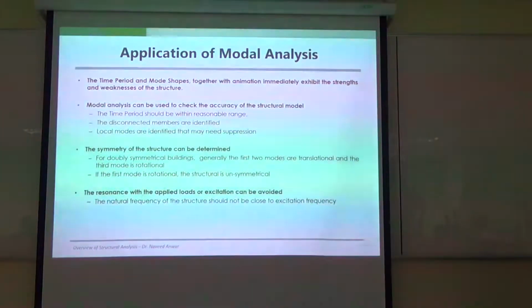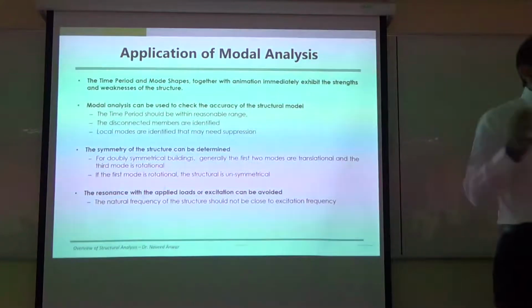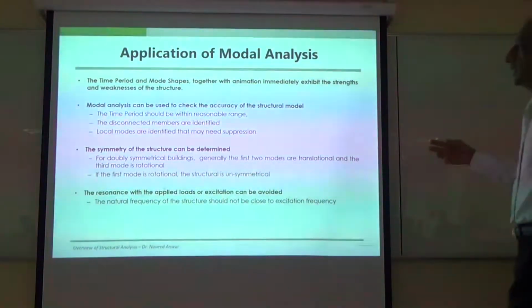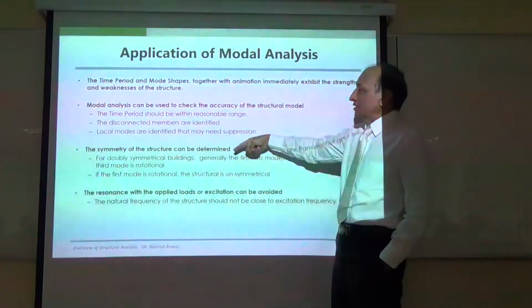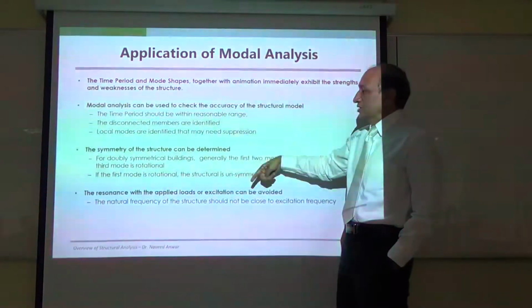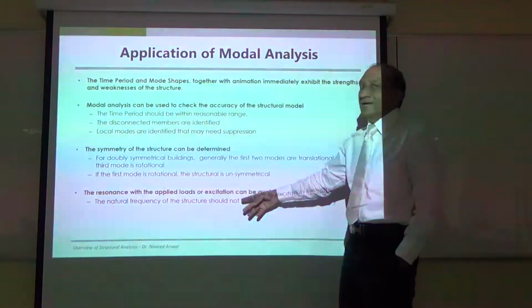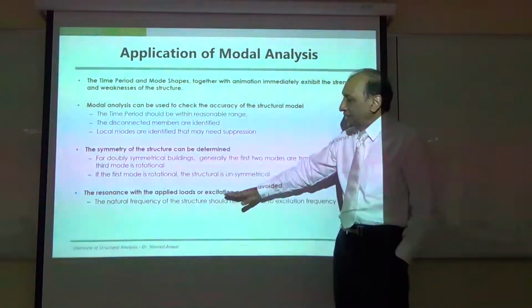So when people come to us for review, the first thing we check is model response, and we can find tons of things from there. We can also check disconnected members, local modes, symmetry of the structure, doubly symmetrical, unsymmetrical, all of those, resonance. So these are the three key things.